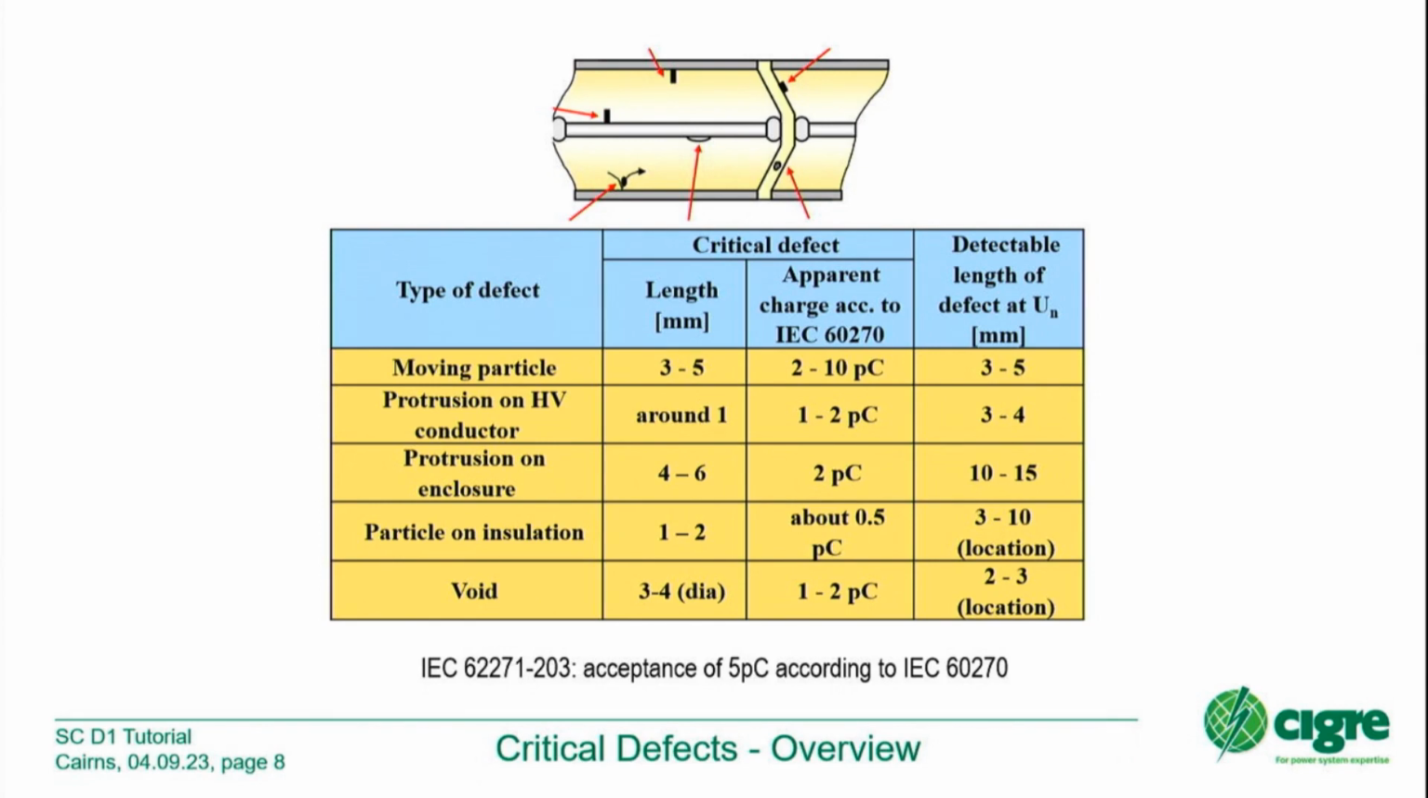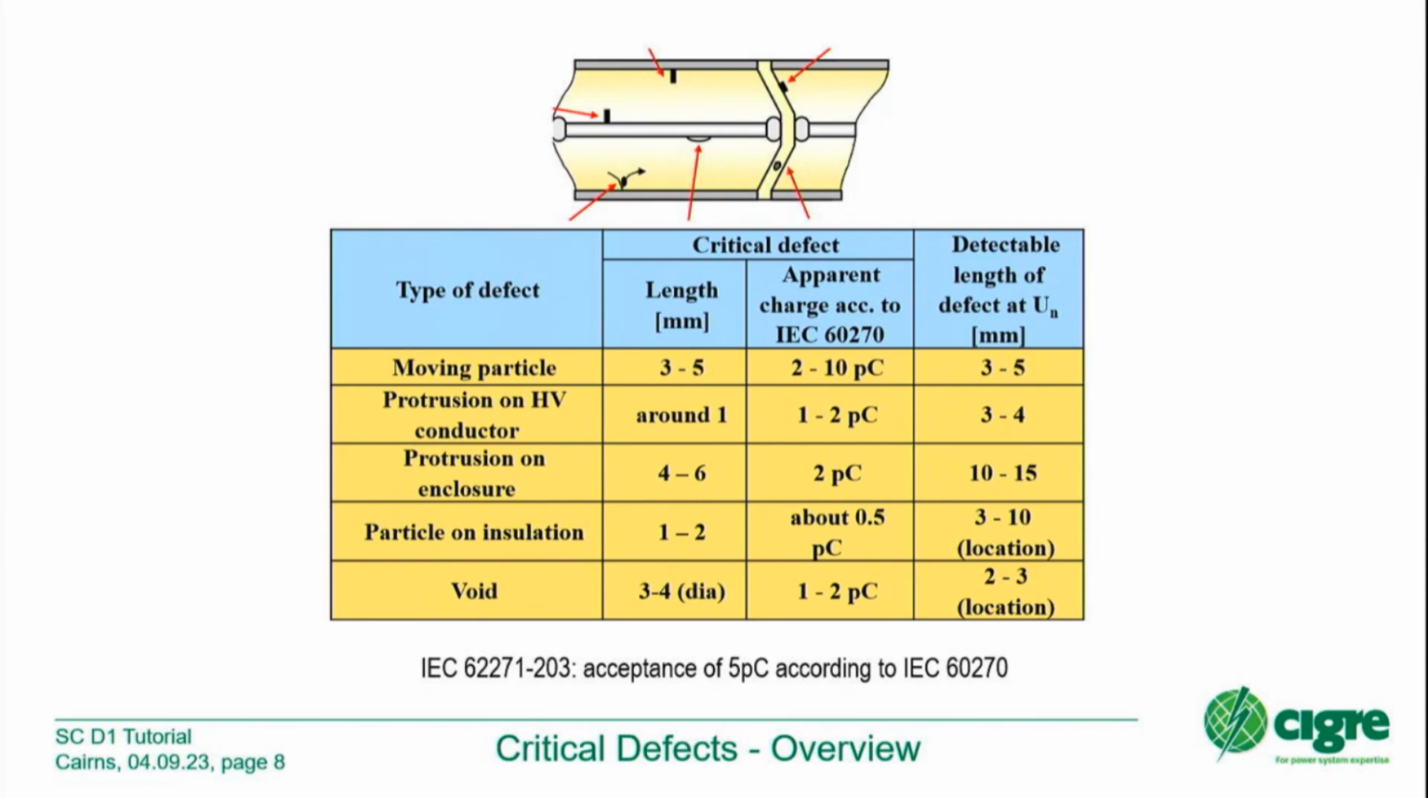So, when we talk about moving particles, these particles are really moving under AC voltage. The particle is lying on the enclosure. When the AC voltage is high enough, these particles are lifted off and start jumping. If you increase the voltage more and more, the particle jumps higher and higher. And if it touches the conductor, it can initiate a flashover.